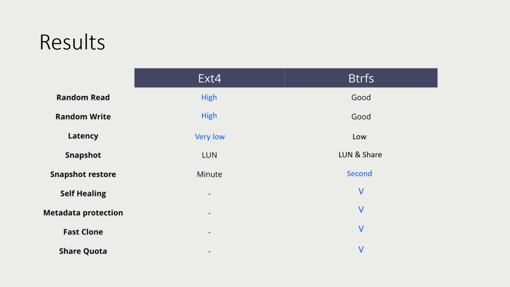What are the benefits of BTRFS or of ext4? Well, pure performance, that's random reads, writes, and latency. The ext4 has the upper hand, I would say, but again, it's more of a slight upper hand. It's not that BTRFS isn't good at all. BTRFS does bring snapshots on shared folders, very important. Snapshot restoration, not minutes, but a matter of seconds. So again, very interesting. And then self-healing, fast cloning, all this is brought with BTRFS and is not supported by ext4.